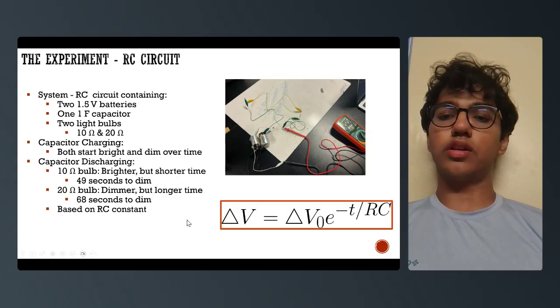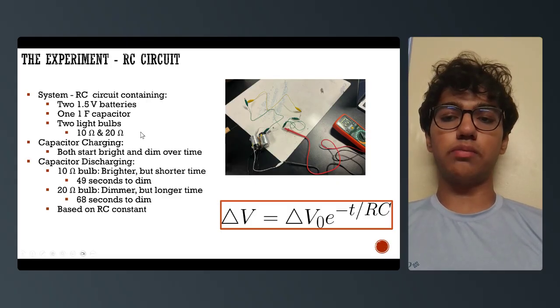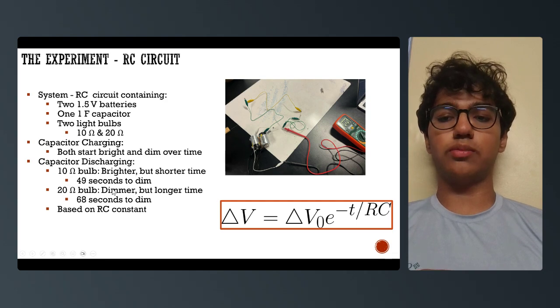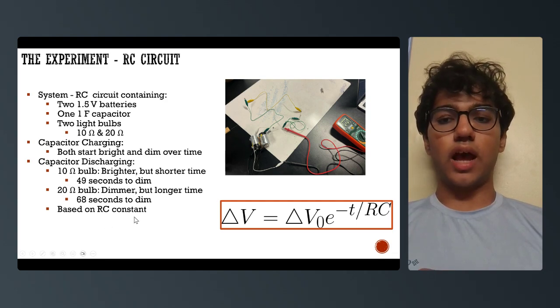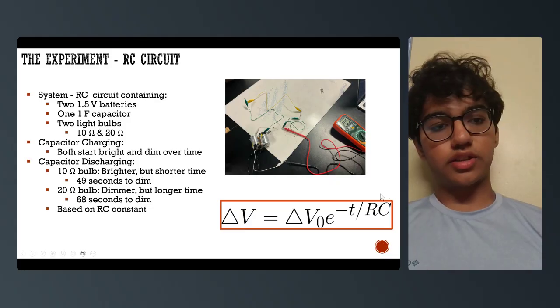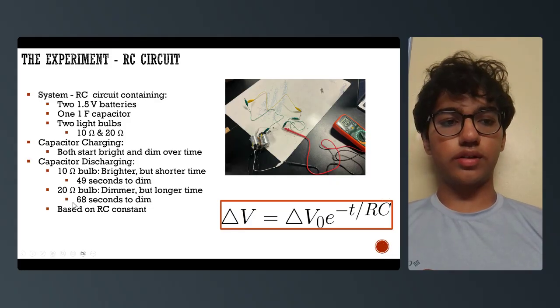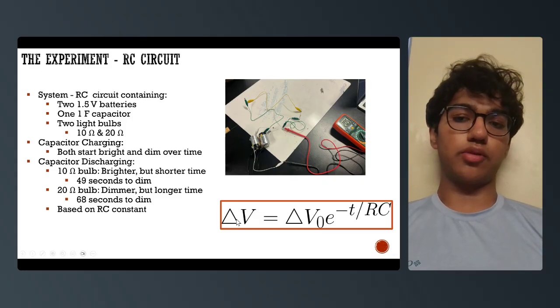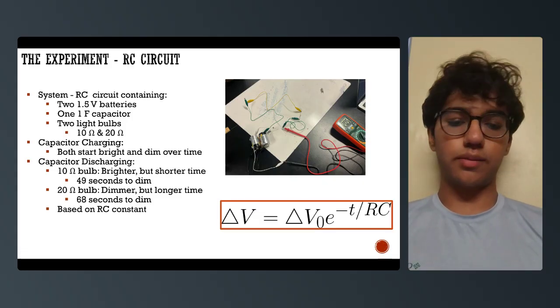The time we measured was that the 10 ohm bulb took 49 seconds to dim, and the 20 ohm bulb took 68 seconds to dim. That fits with the capacitor discharge equation because with more resistance, it would take more time to dim.